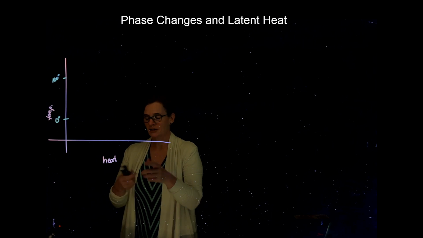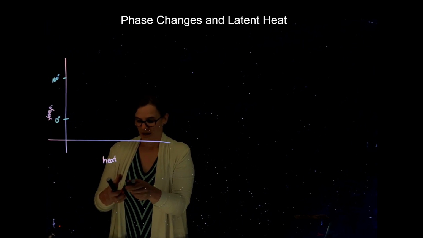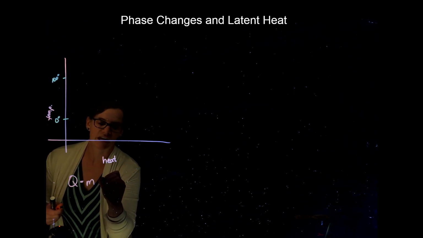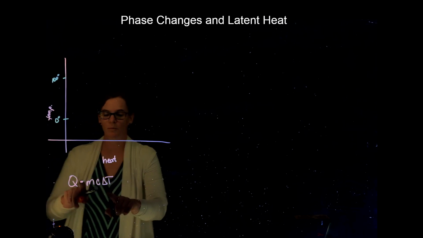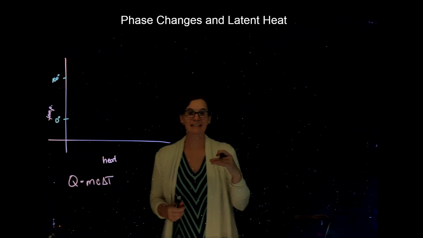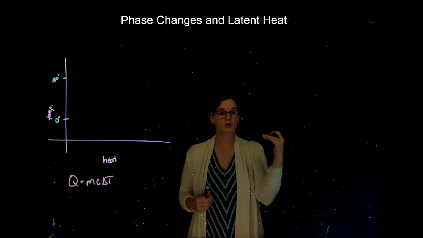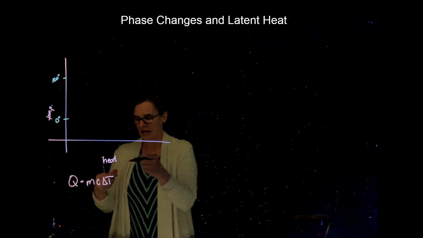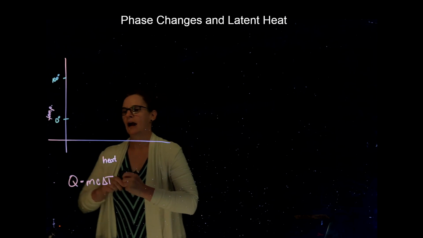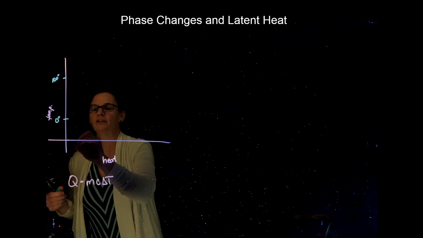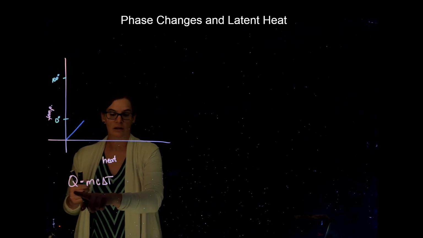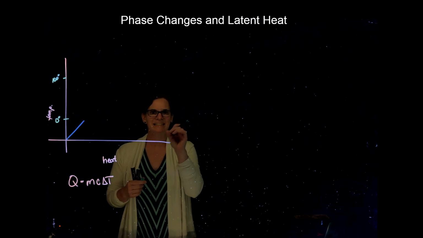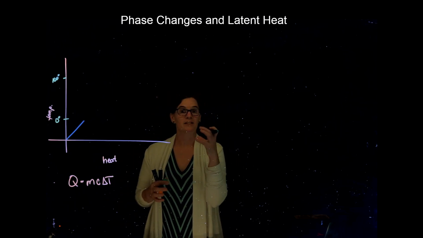Okay, so we know that as we add heat, we get a change in temperature that's proportional to the heat. So we expect as heat is added, my temperature will change in a linear fashion. So if I'm in the solid phase, I would expect that my graph would rise linearly as I increase the heat. I get an increase in the temperature. But then I get to 0 degrees and things start to happen.